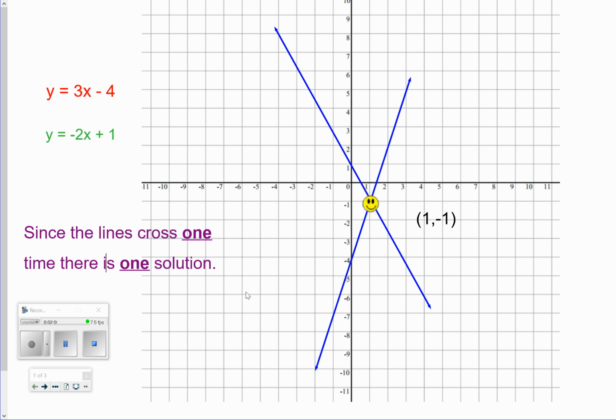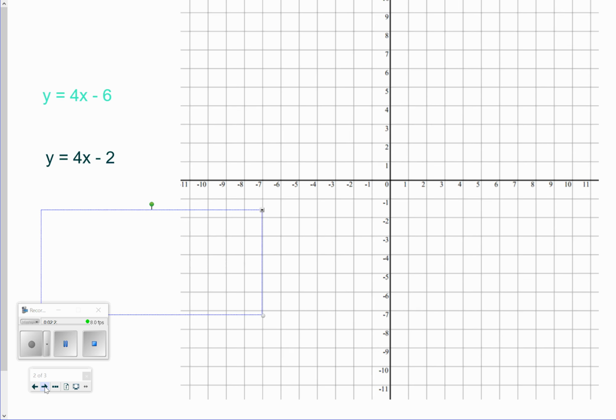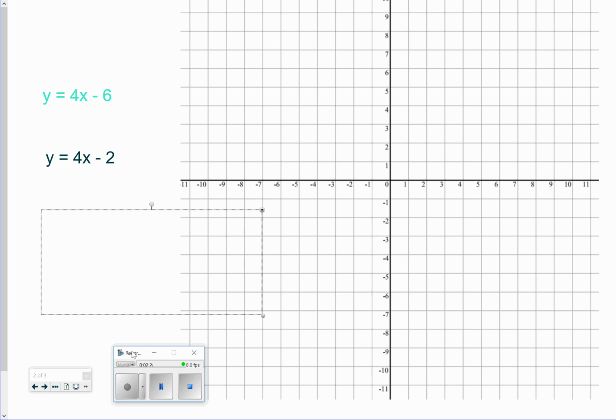So the 2 lines cross, and that should make sense, because what about them was different? That's right, the slope. The y-intercepts are also different, yes, but the slopes are different, so at some point they're going to cross. Next example. Suppose you had y equals 4x minus 6 and y equals 4x minus 2. So y equals 4x minus 6 is right here.